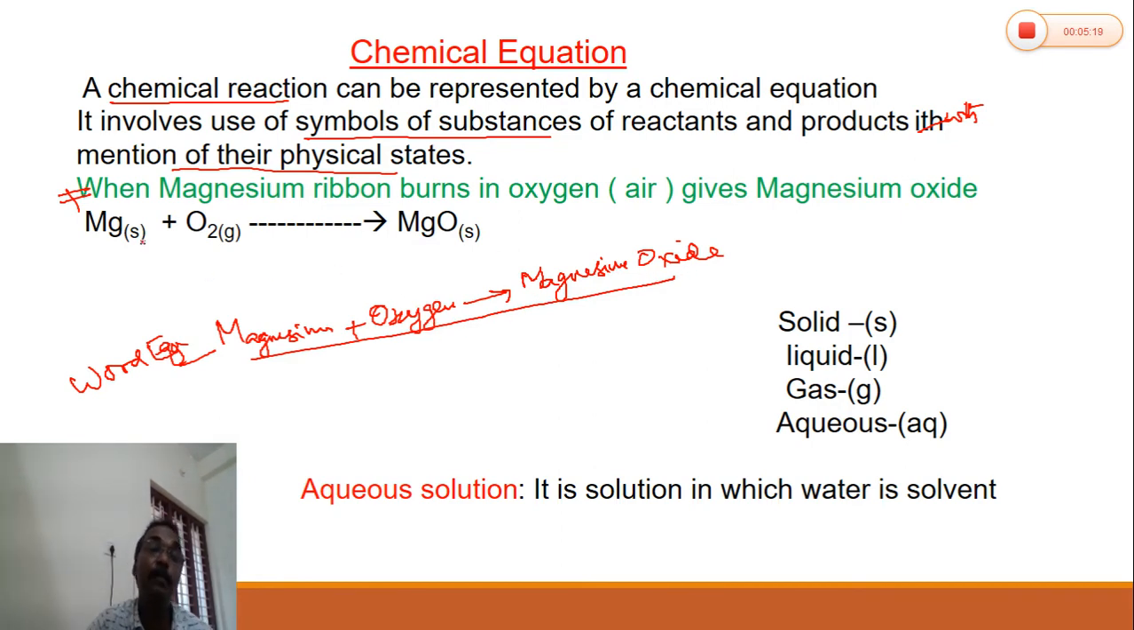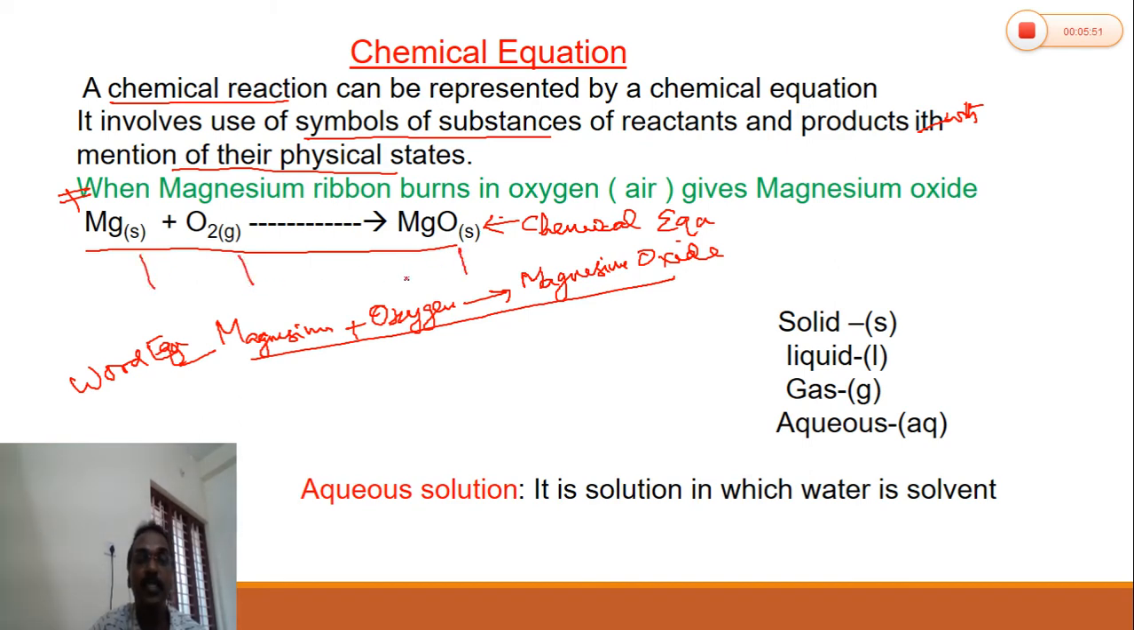Now, we can write the symbols of these reactants and products. Magnesium symbol Mg, and oxygen O2, magnesium oxide MgO. This is called the chemical equation. Chemical equation means chemical reactions can be represented by an equation. That equation involves symbols of reactants and products with mentioning the physical state. Here solid, here gas, here solid. These are physical states. If it is solid, we write S. If it is liquid, we write L.